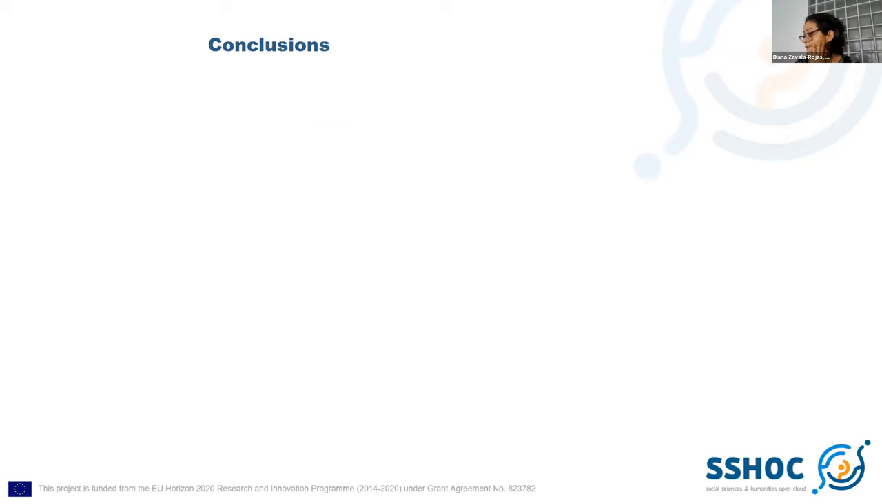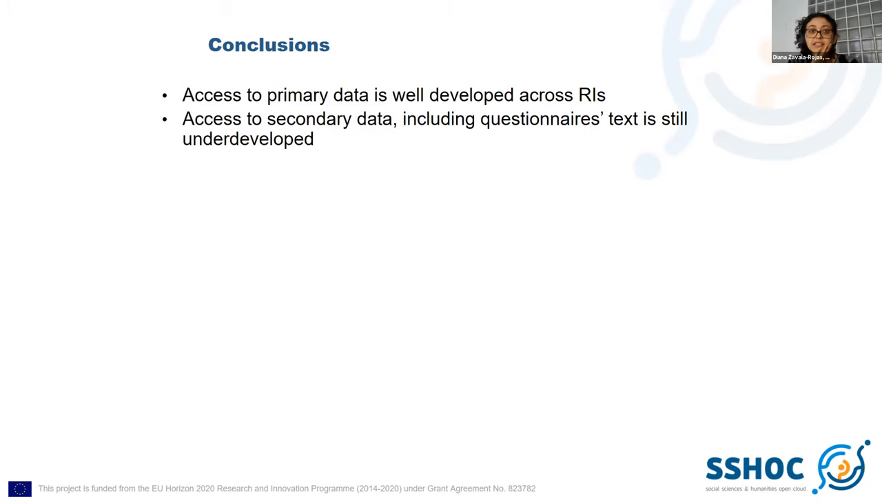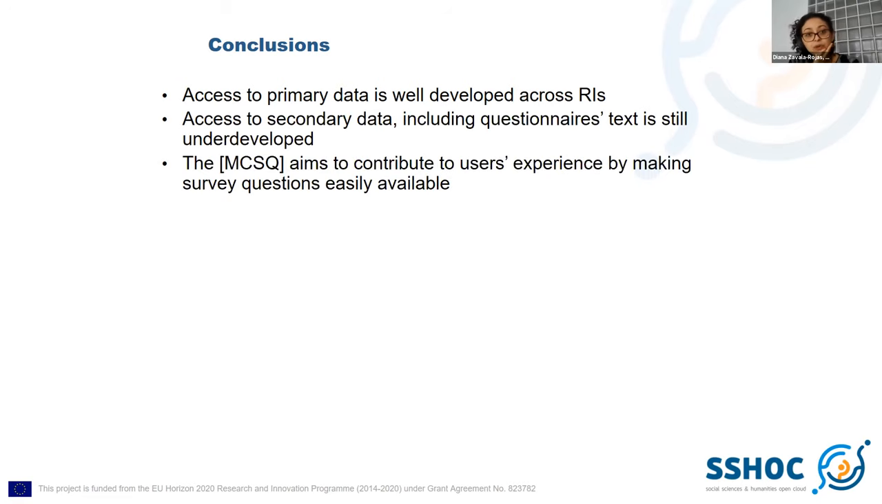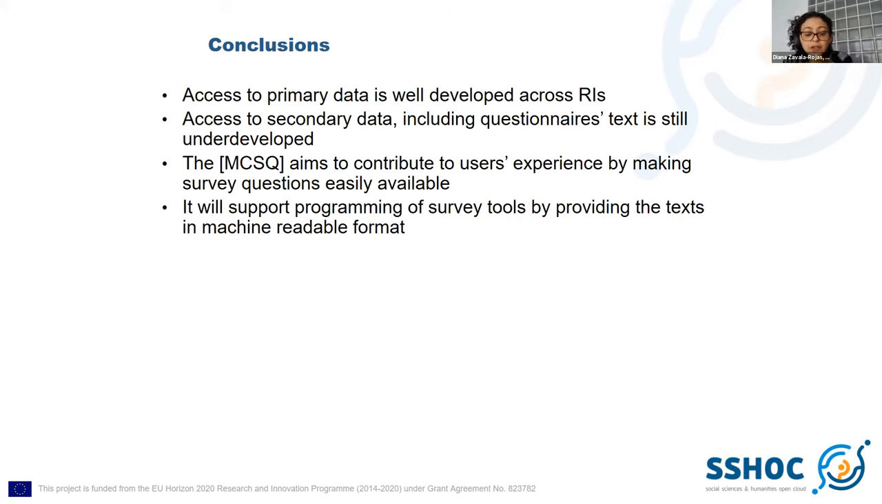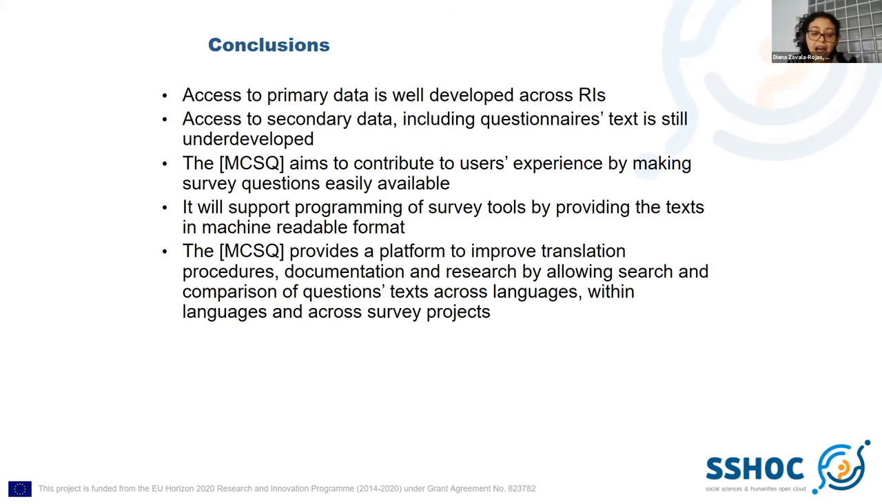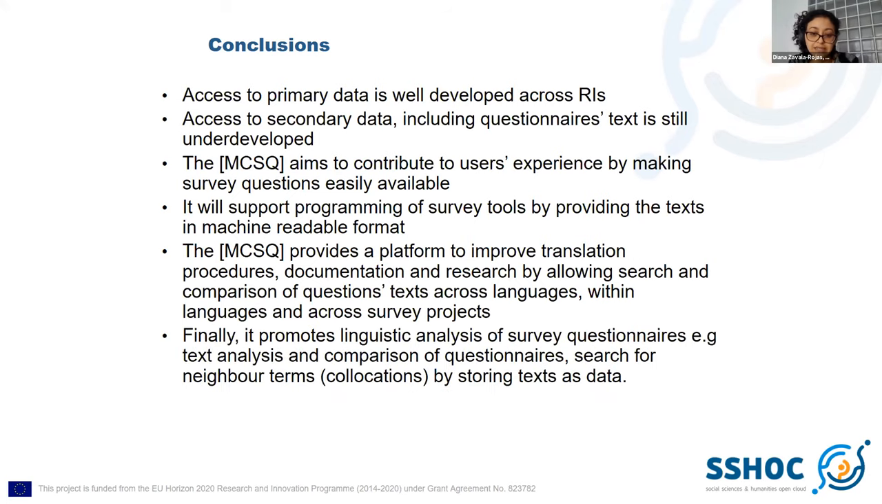So just finishing my slides. In conclusion, access to primary data is well developed across survey research infrastructures. Access to secondary data, including questionnaires, is still under development. The MCSQ, the multilingual corpus of survey questionnaires, aims to contribute to users' experience by making questions easily available. It will support programming of survey tools by providing the texts in machine-readable format. And it provides a platform to improve translation procedures, documentation, and research by allowing search and comparison of question texts across languages, within languages, and across survey projects.